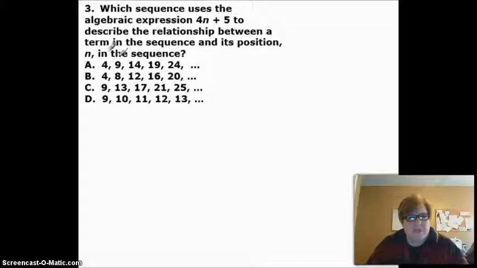So it says n is its position in the sequence. So this is 1, 2, 3, 4, 5 positions. So I think the easiest thing to do here is just to find out what would be the resulting values.